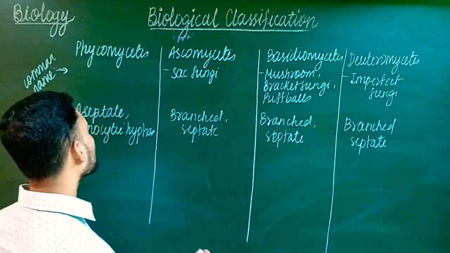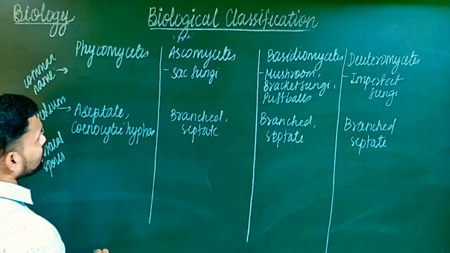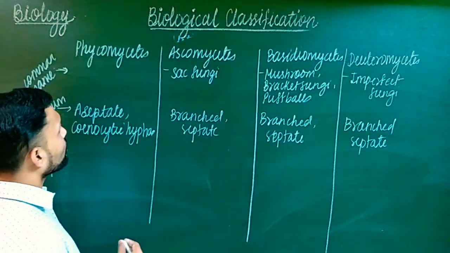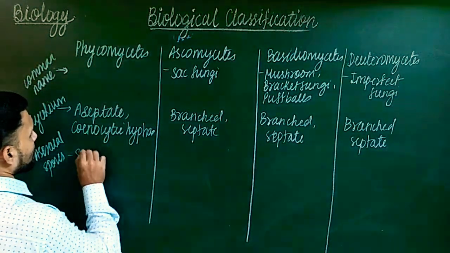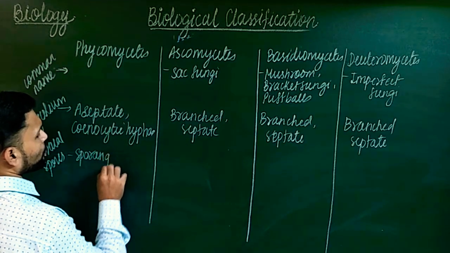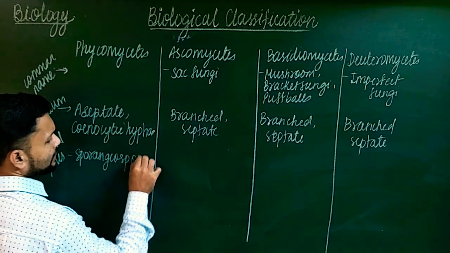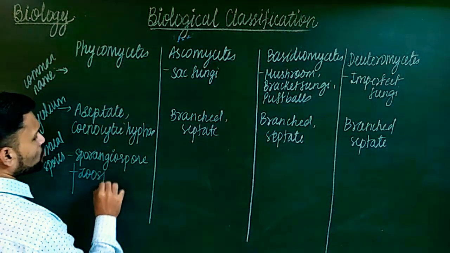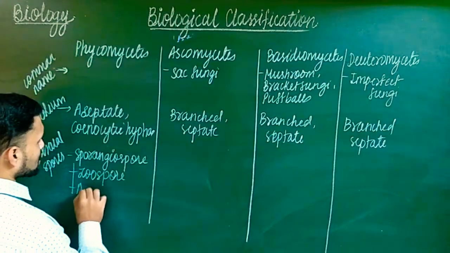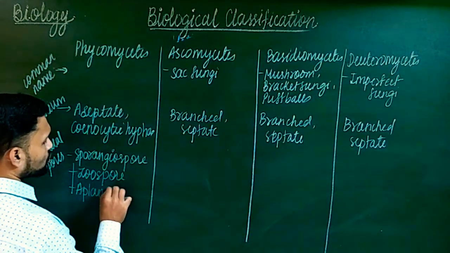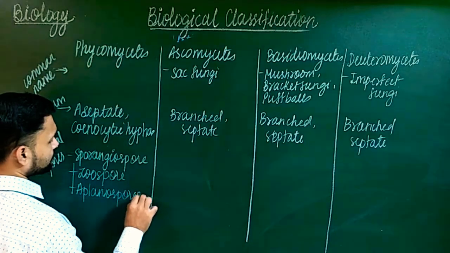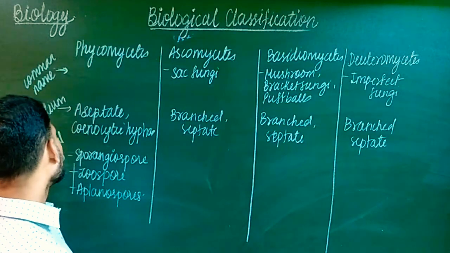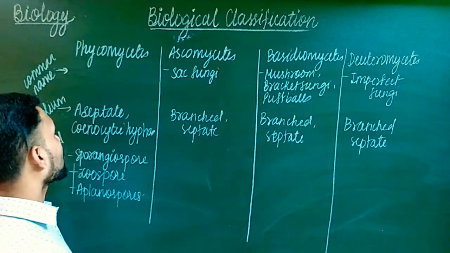When we talk about asexual spores, basically they show fragmentation and all, and in asexual spores they basically form sporangiospores, as I already explained, in which there are two types of asexual spores: zoospores, which are motile spores, and aplanospores, which are non-motile spores. So these two spores are basically formed as asexual spores in Phycomycetes.